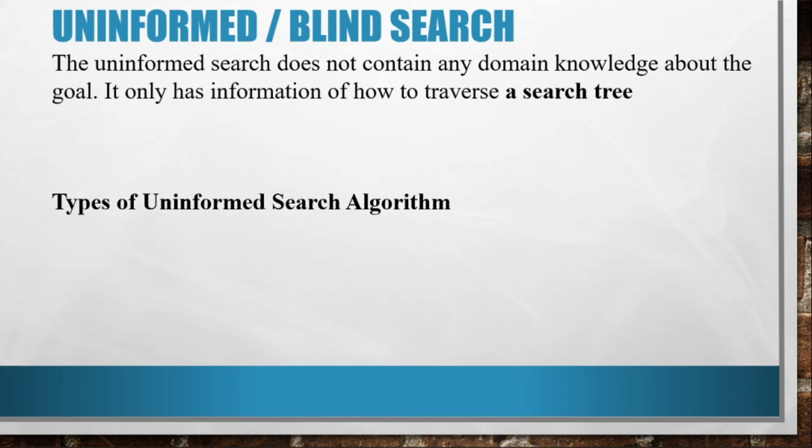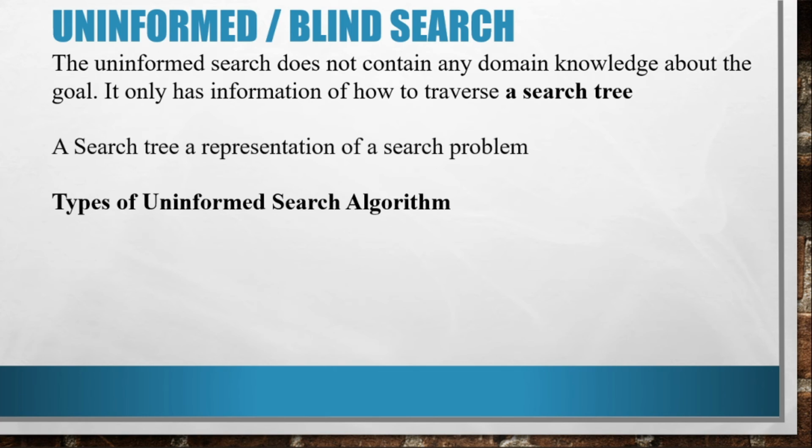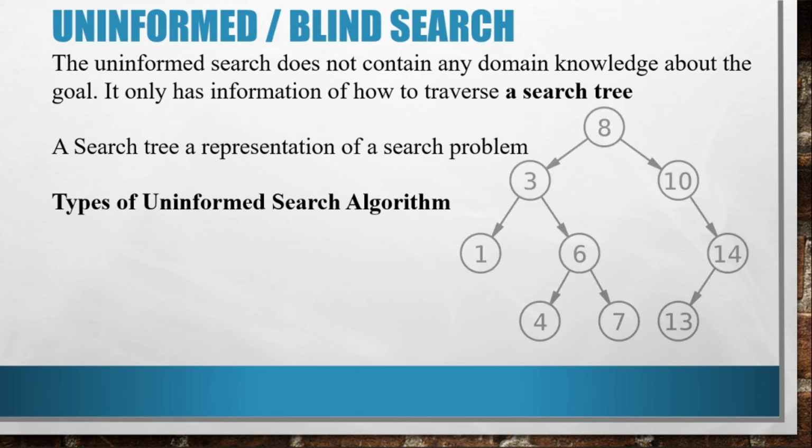So with the uninformed search algorithm, they have no idea about where they are actually going or what goal they want to achieve. They just start performing using what we call brute force, and then they start traversing a search tree. One will ask, what is a search tree? A search tree is a representation of a search problem. That is just the representation of a search problem, and it is represented in this form. So this is basically the search tree.